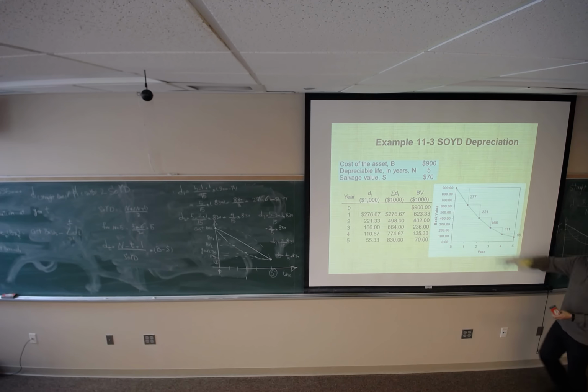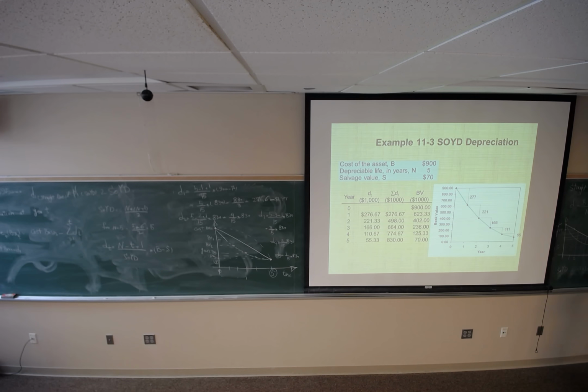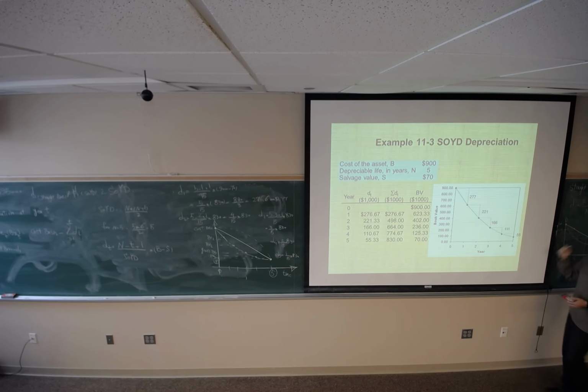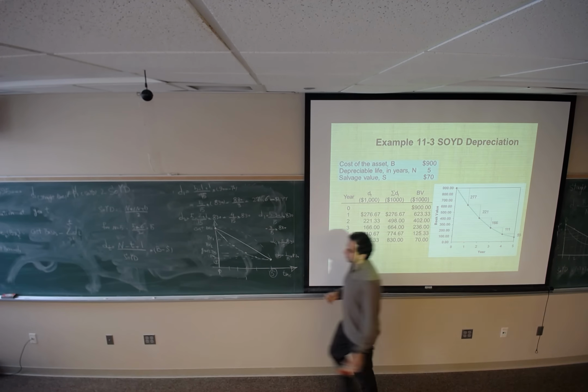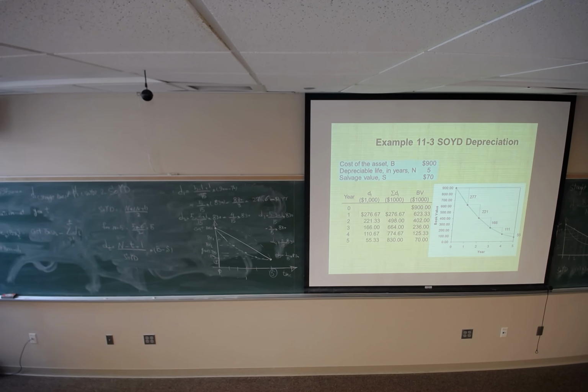In the first year, you can lower your taxable income by 277. Second year, you can lower it by 221. Third year, 166, 111, and 55 over the 5 years. Any question on this?